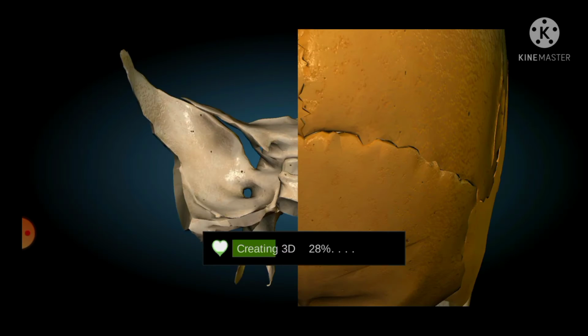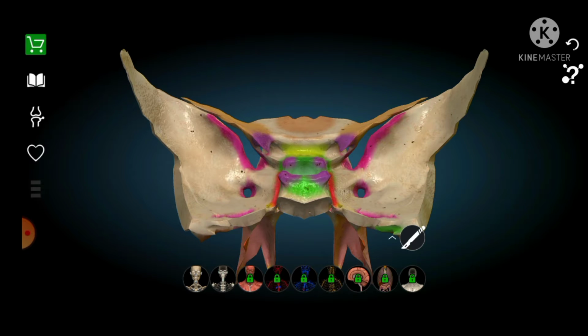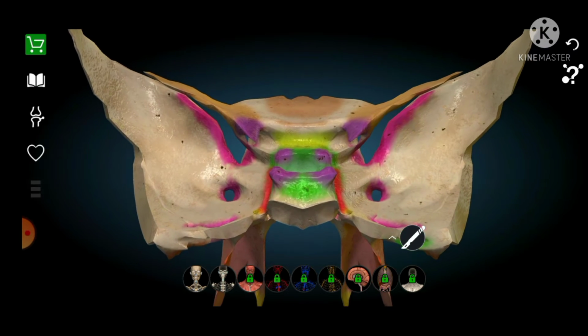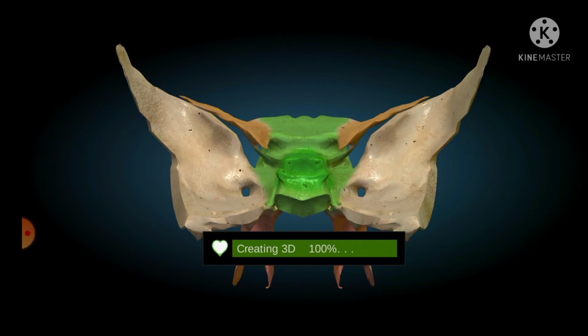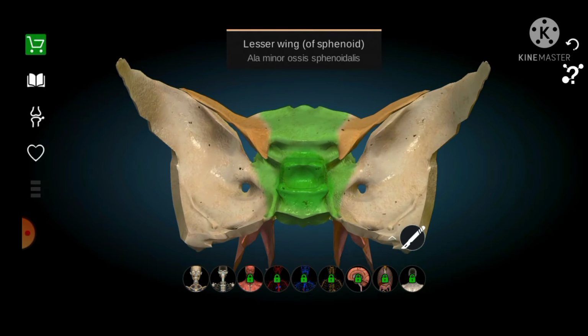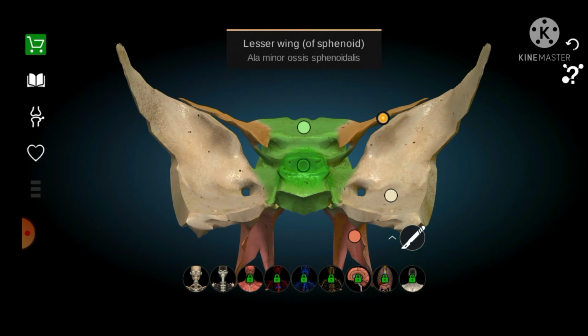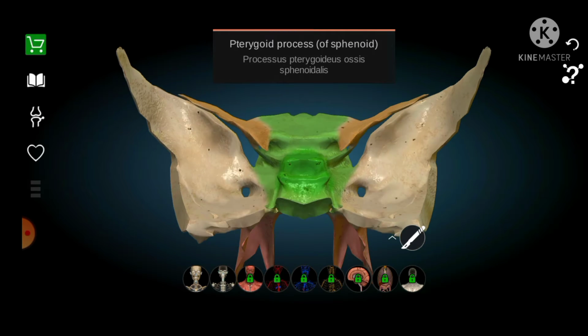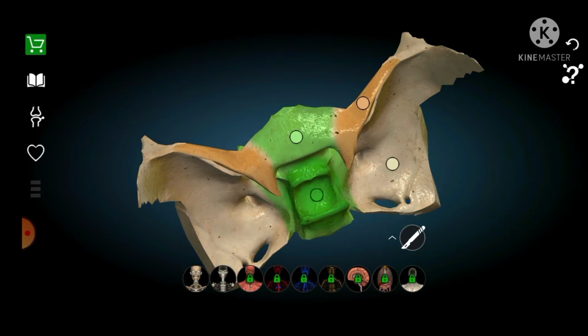Go into the bony markings, main important points. These are the main parts. This is the lesser wing of sphenoid. This is the greater wing of sphenoid. This is the pterygoid process of sphenoid. This is the sella turcica or hypophyseal fossa. This is the body of sphenoid.